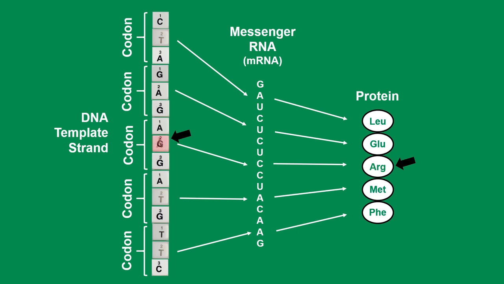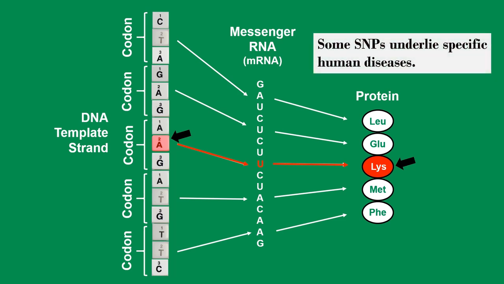Here, in the central DNA codon, the base G is changed to A. This will change the RNA base from C to U. The resulting protein will now have lysine in place of the original arginine. A single base change like this SNP can lead to an abnormal protein that can cause a disease.